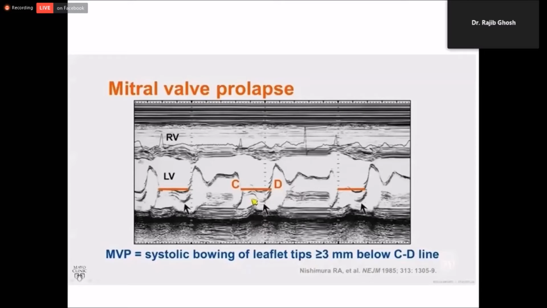Here the CD point is clearly seen. This is the closure point. This is the opening point. Here the sagging of the PML, a hammock-like appearance due to prolapse of the posterior mitral leaflet.